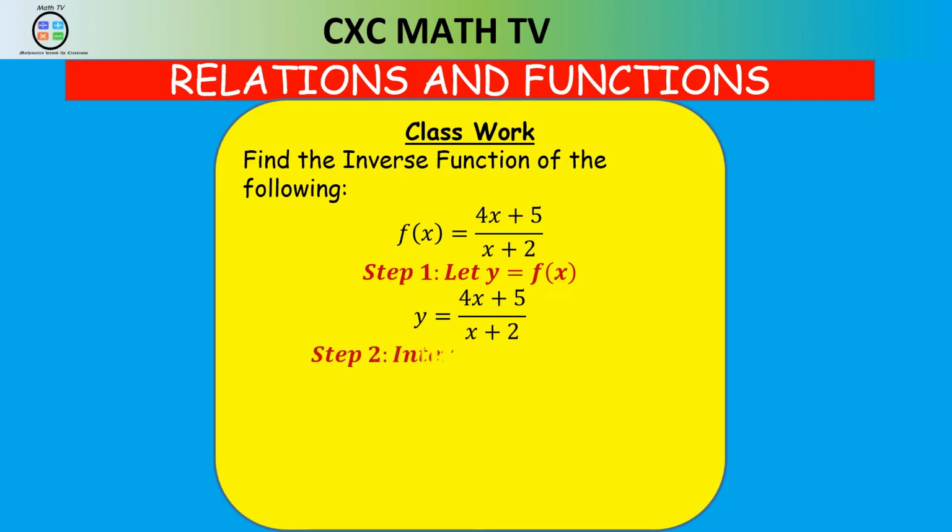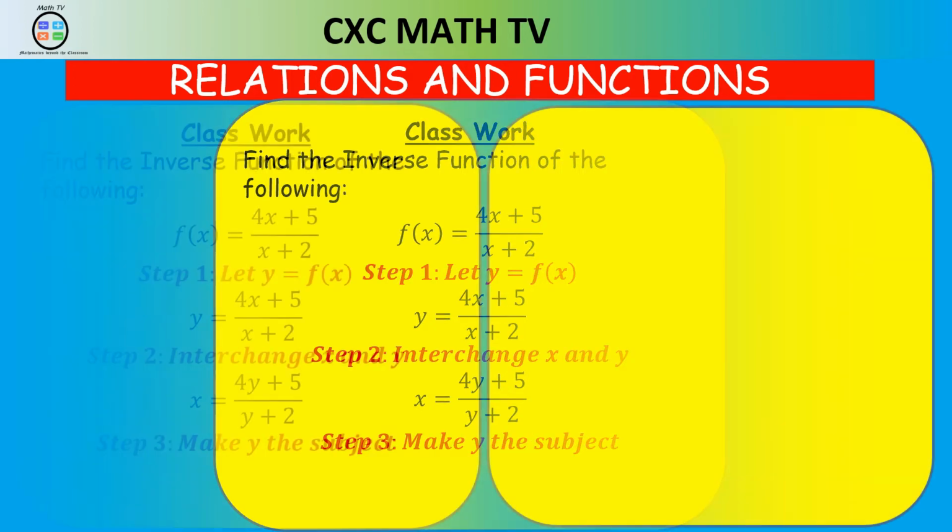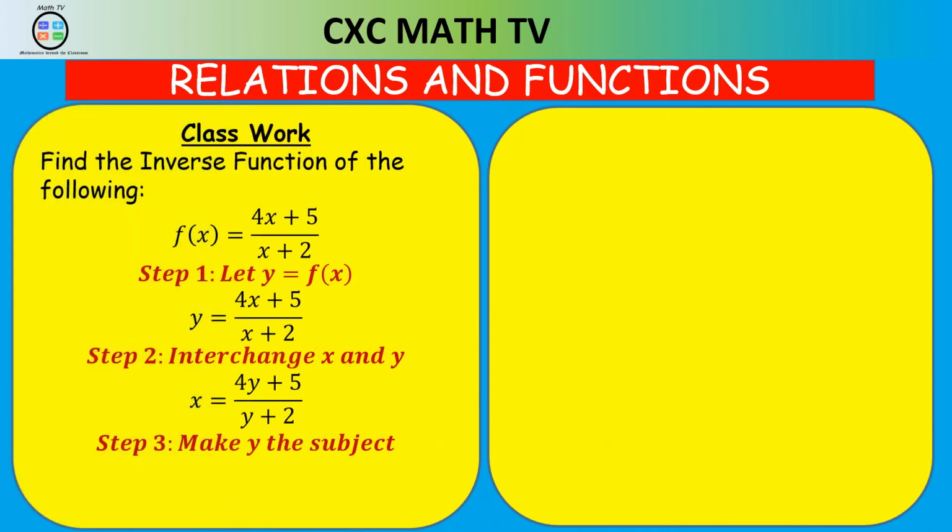Alright, so for the second one, you let y be f of x, and then you interchange x and y. Now you need to make y the subject. But for this one, step 3 kind of looks challenging, right? How are we going to make y the subject there? No problem. What we're going to do first is cross multiply.